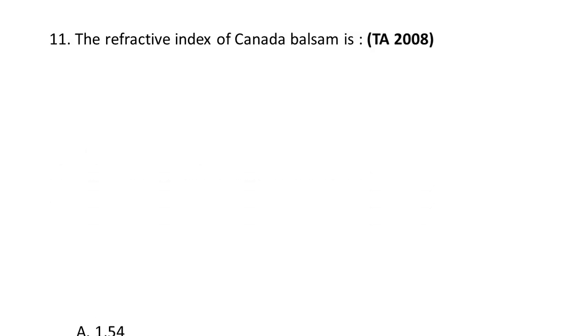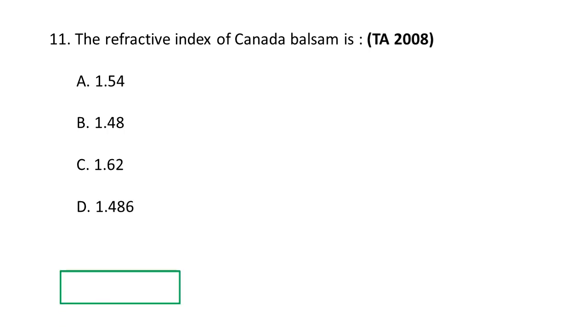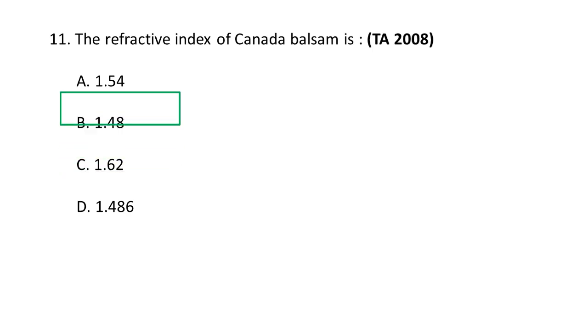Next question. The refractive index of Canada balsam is, it's also a very simple question: A. 1.54, B. 1.48, C. 1.62 and D. 1.486. So the correct option is A. 1.54. The refractive index of Canada balsam is 1.54, and it is between the refractive index of the ordinary and the extraordinary rays of a nicol prism.